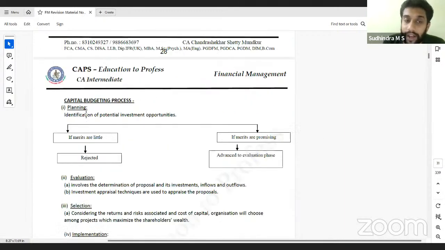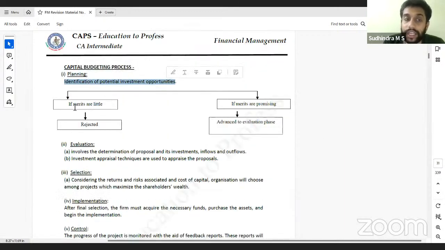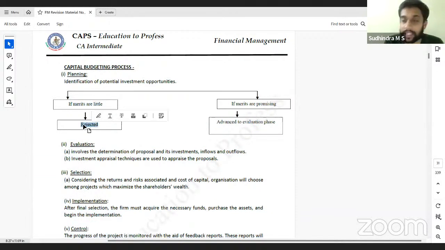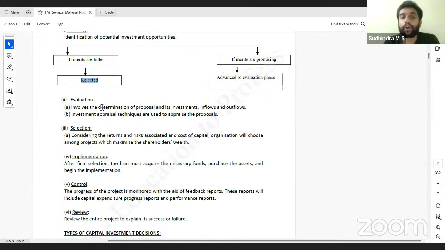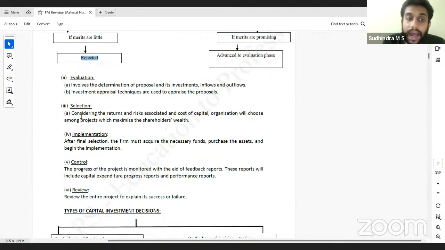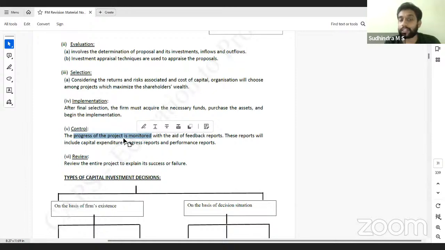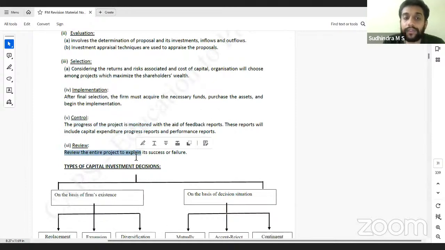In the capital budgeting process, we have planning, identification of investment opportunity. If merits are promising, then we go to the next phase. If merits are not so positive, in the sense merits are very little, then we reject that opportunity. In the evaluation stage, all those investment opportunities would be evaluated. Their inflows and outflows would be considered. And based on that analysis, you will consider that particular project which maximizes the shareholders' wealth. Then implementation: you will arrange for necessary funds, purchase of assets, then implement it. Control: progress of the project is monitored. Then review the project to explain its success or failure.